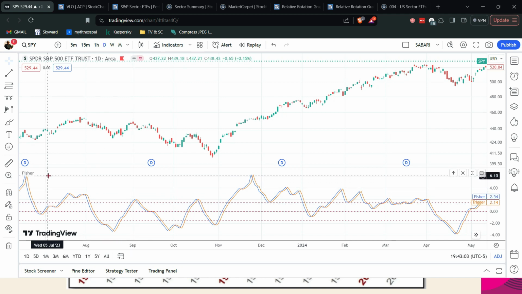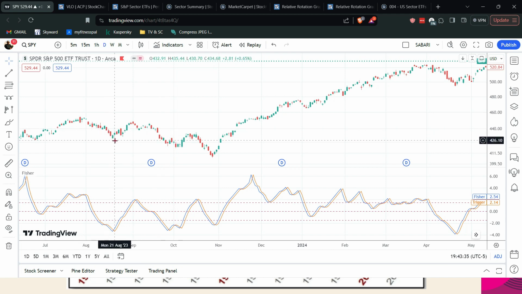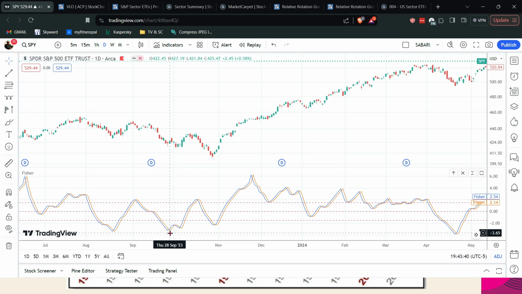This indicator works by transforming non-Gaussian or irregular price data into a more Gaussian or normal distribution. Normal distribution, we know, is a bell-shaped curve. So it removes the irregularities in the prices and creates a normal distribution.